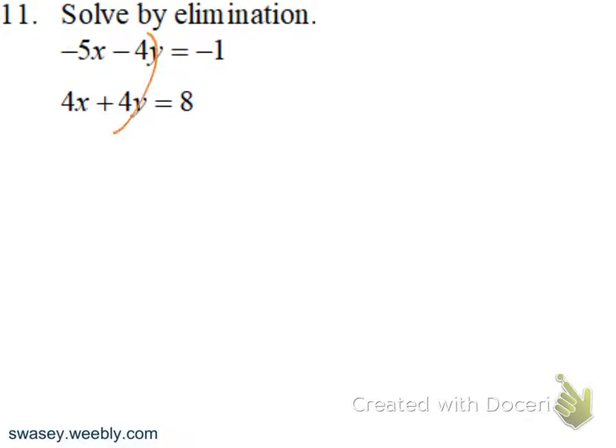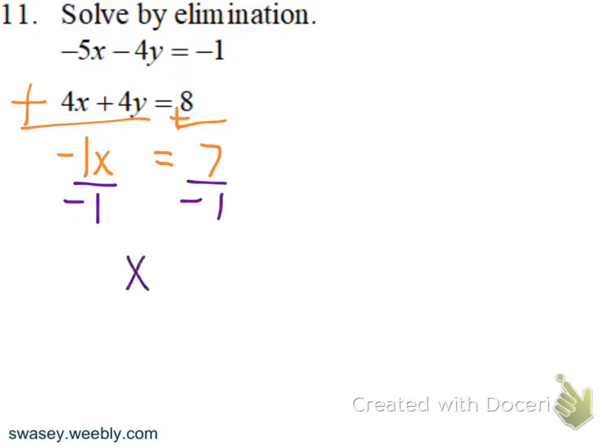Elimination: you already have opposite coefficients on your y, so you're ready to add your equations together. You get -1x, the y's are eliminated, and that's equal to 7. Get rid of multiplying by -1, divide both sides by -1, and x is -7.